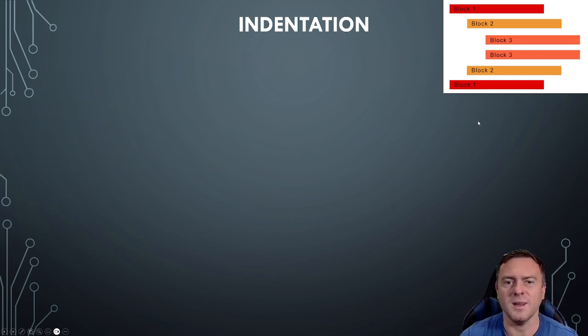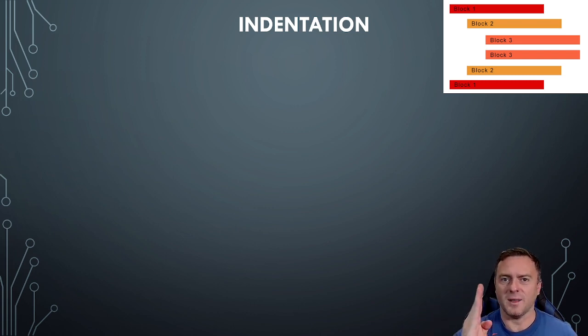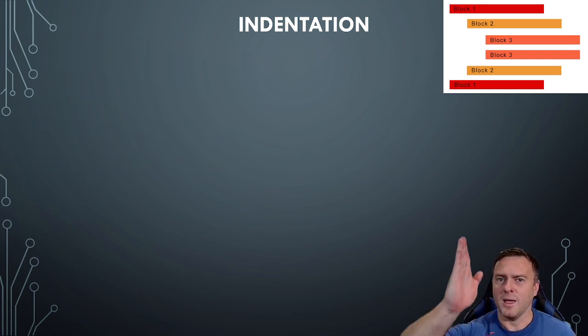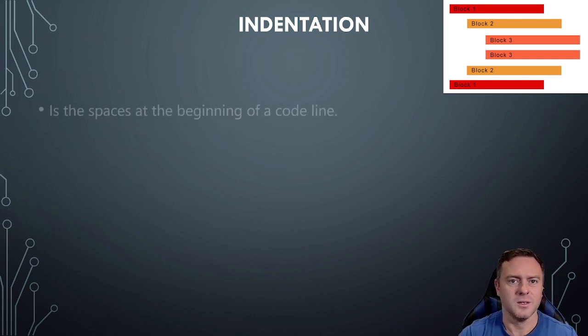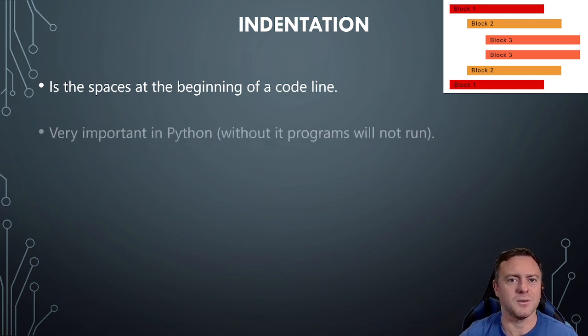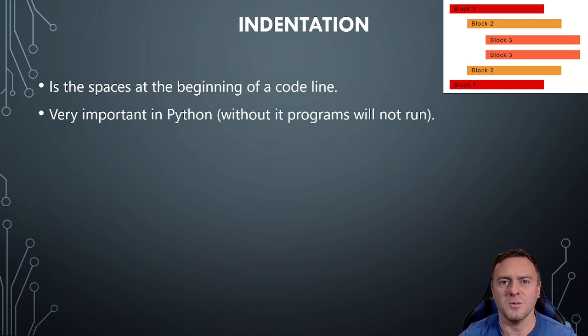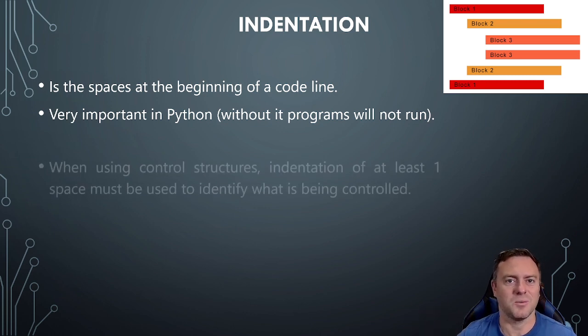So indentation is really important in Python. Other programming languages use these curly brackets to control where things are. What Python does is it indents the text, or moves it across inside of the line, and it has to be perfectly lined up with what it's referencing. So indentation is the spaces at the beginning of the code line. That's really, really important. It's important in Python because without it, the programs won't run. So if you have this weird indentation with nothing lining up properly, with 3 spaces, then 5 spaces, and so on, it doesn't understand what's happening.